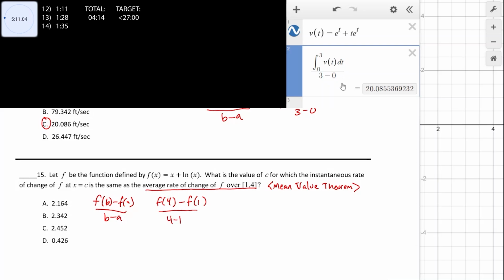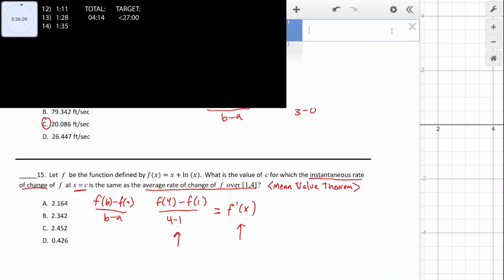And what we want is the x value, which we're calling c, where this number is equal to the instantaneous rate of change, which is f prime of x. So we're going to type this piece into Desmos, and then we're also going to type in f prime after we type in what f of x is, and we're going to look for where these two things are equal. So first thing we need to type in is f of x.